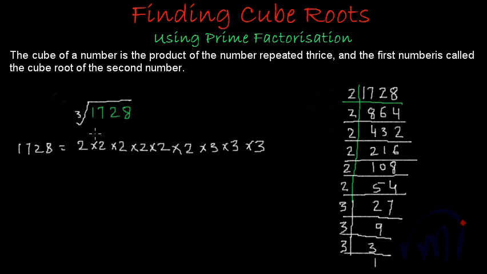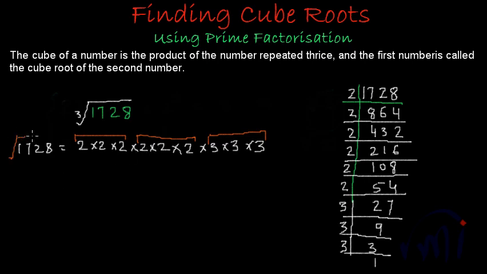To find the cube root, we have to make a group of 3 factors each, and all the numbers in each group should be the same. Right? Why? Because the cube of a number is the multiplication of that number to itself when the number is repeated 3 times. So to find the cube root, we have to do the reverse process. So I am making groups of 3 each, right?